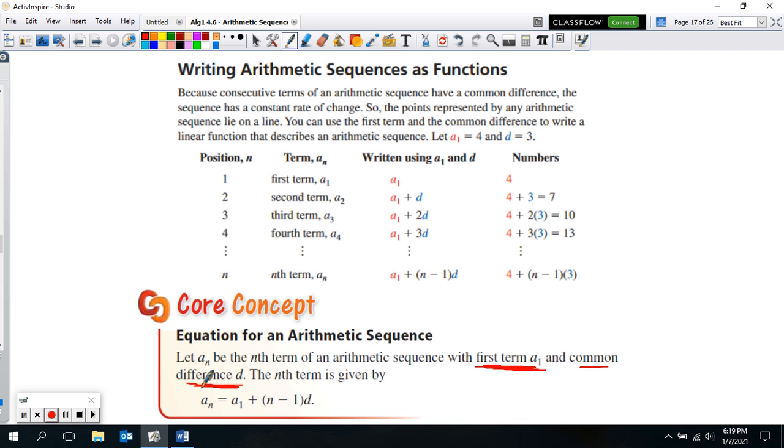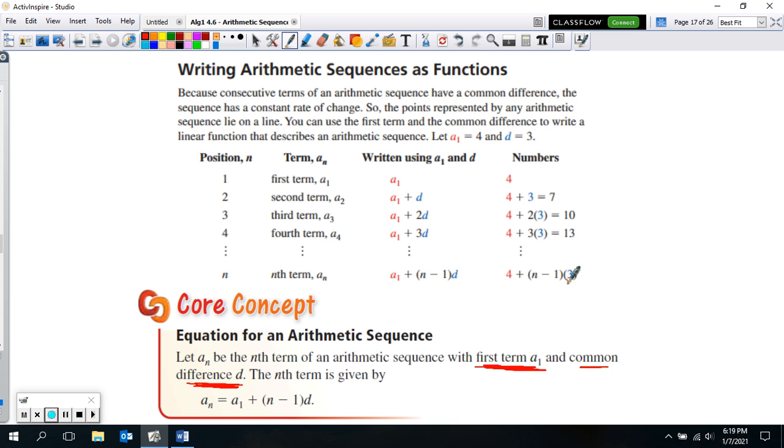That's like the slope number, right? So that's what we're going to plug into here. We're going to plug those things in. And that's going to help us be able to write an equation here for this. And you can see they kind of showed you this a little bit with using the number 4 for the first term and a common difference of 3. So that's basically what they're doing there.